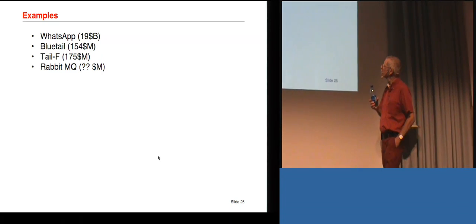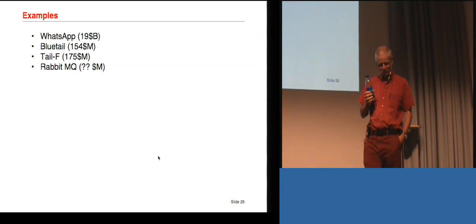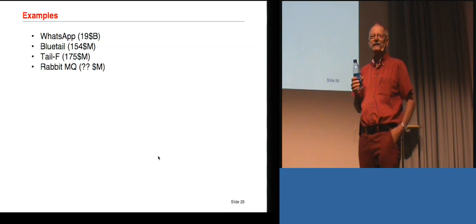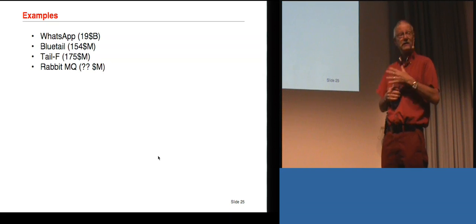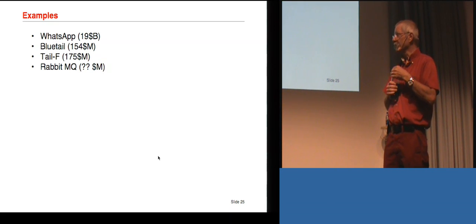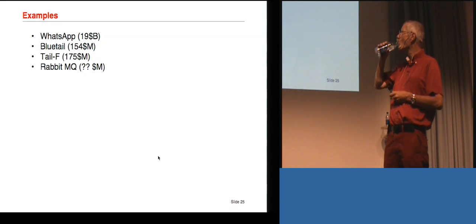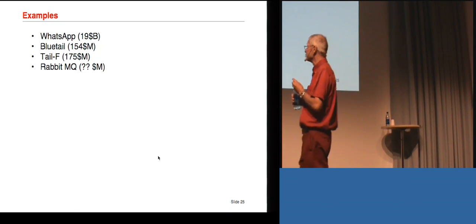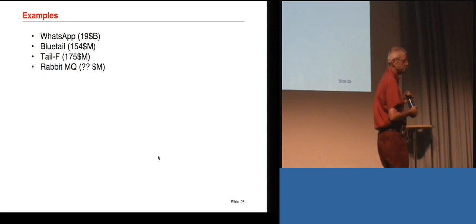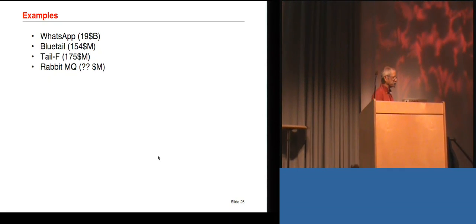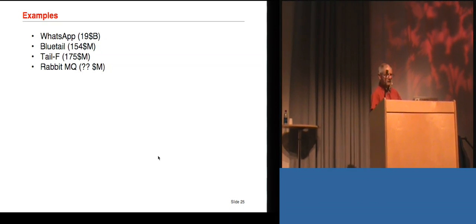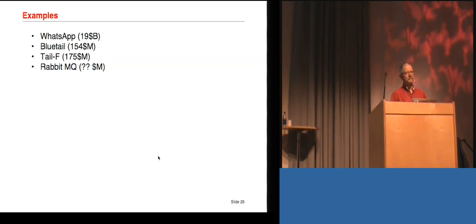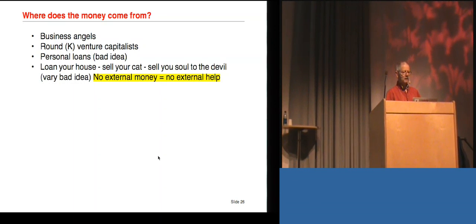Of course, it wasn't on the WhatsApp scale. WhatsApp didn't exactly follow that formula. Well, I suppose they did in a way, but they were inventing the standards at the same time. And Bluetail was a company I founded together with my colleagues, and we sold that for $154 million. TailF was sold for $135 million. And I don't know what RabbitMQ was. That's a way of leveraging functional programming, or a technology which can do the stuff faster, and making money out of it.